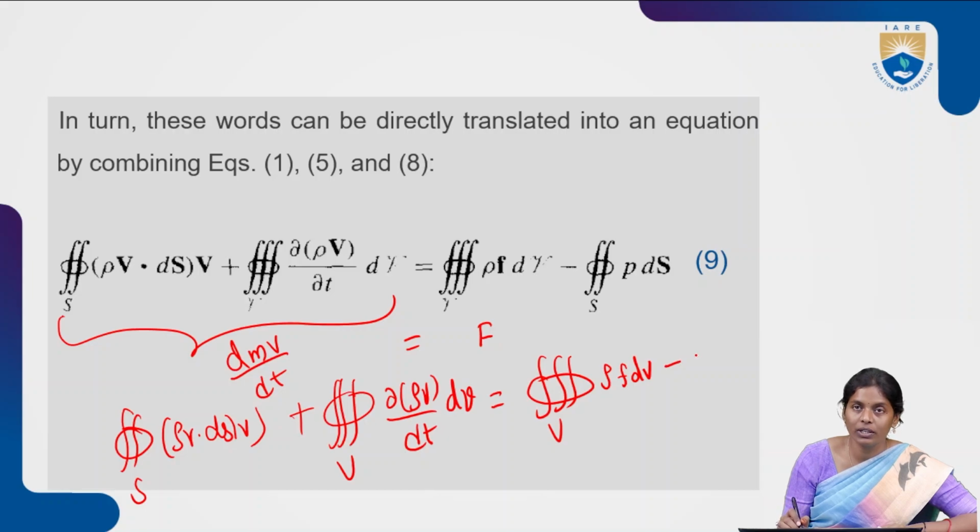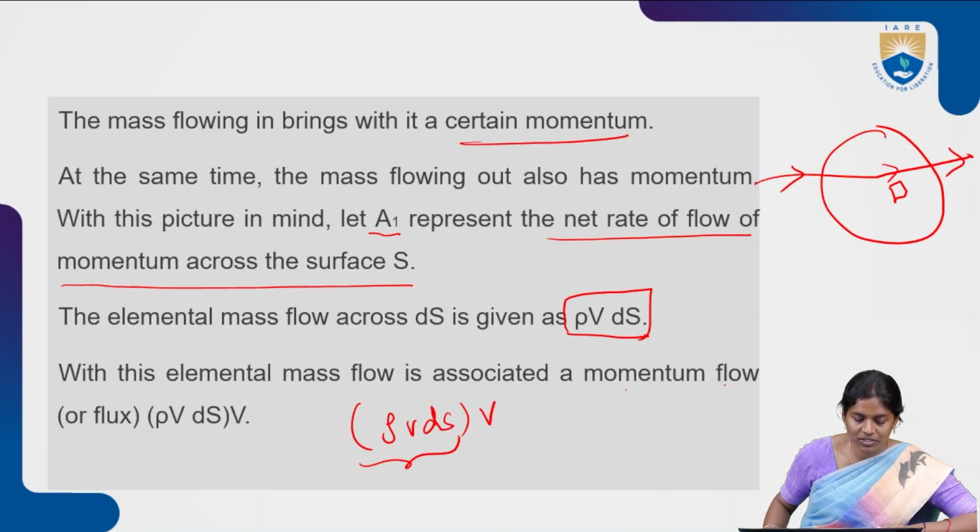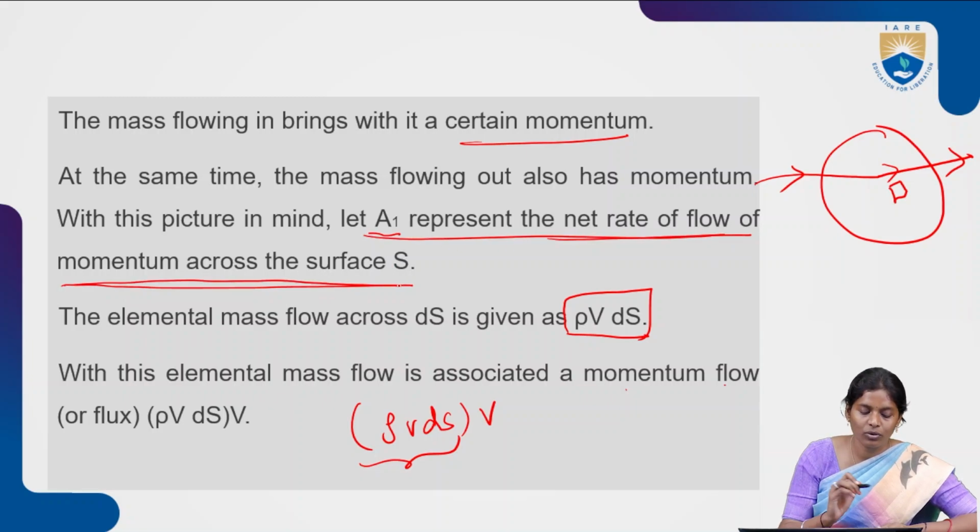So then it will be equal to minus the pressure acting on the boundary. That's why we got the surface integral, minus the integral of P dS. The negative sign is because pressure is acting inward. So once again, in equation 1 we have the net flow rate of mass flow across the surface. This represents the net rate of flow of momentum across the surface, which we are considering here.